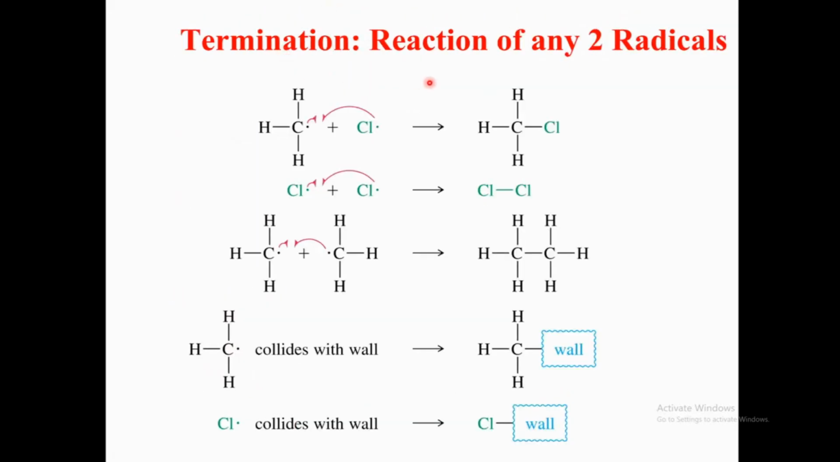And the termination reaction is the combination of any two radicals. So this reaction can be terminated at methyl chloride, or we can get the reaction of methyl with methyl and we get ethane as a product. And this radical collides with the wall, and this chlorine radical collides with the wall.